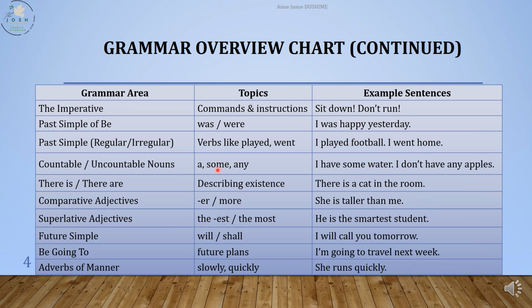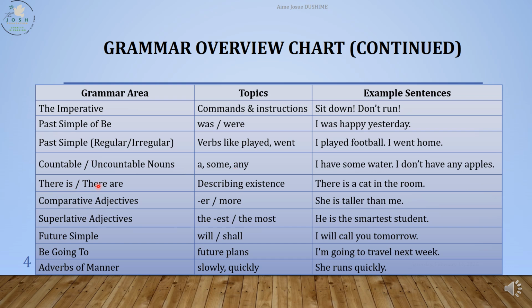Some is used in positive sentences only, or in offers and requests, polite offers and polite requests. And we use any in negatives and in questions. I have some water, I don't have any apples. Some and any can be used for both countable and uncountable. Just as long as it is positive, we use some. If it is a negative or a question, we use any.